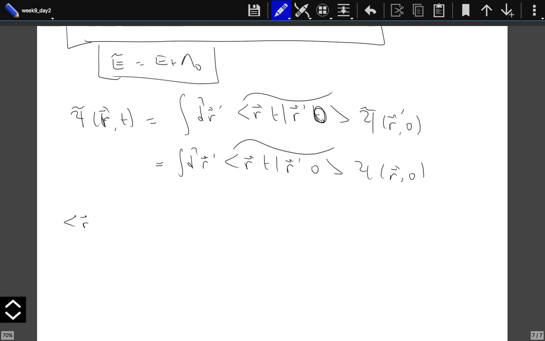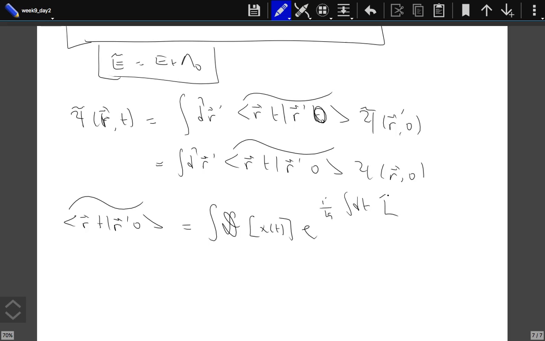Well, we already know this propagator, R_T, R prime 0, in terms of the path integral, L tilde. But keep in mind L tilde is just T minus phi, kinetic energy minus the potential energy. This is T minus phi plus lambda 0. This is the unshifted Lagrangian plus lambda 0, minus lambda 0.